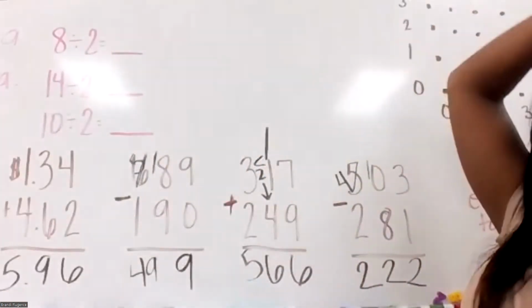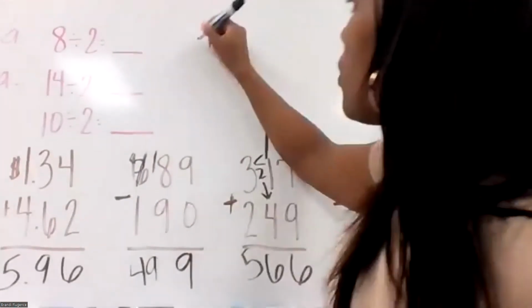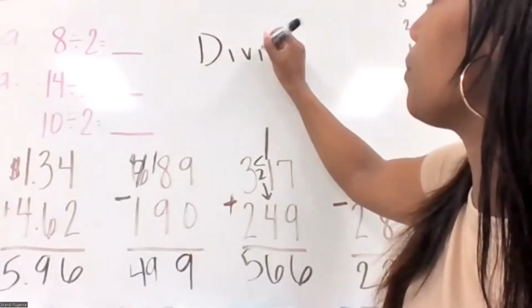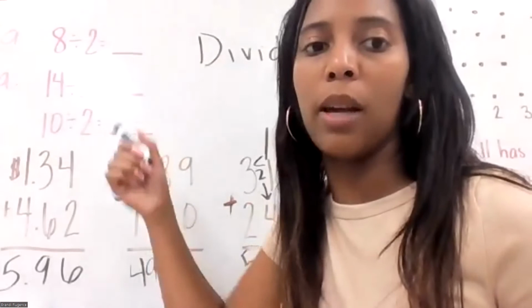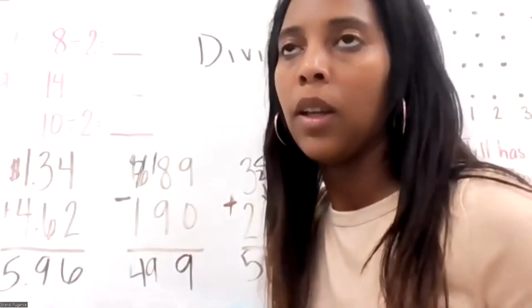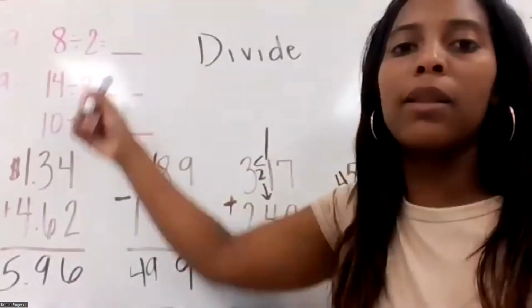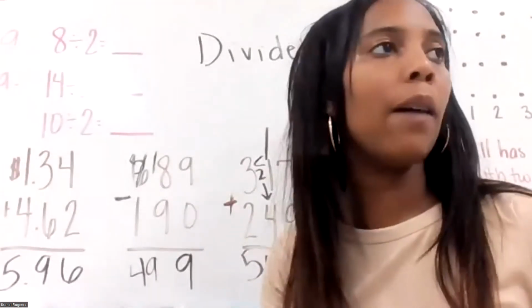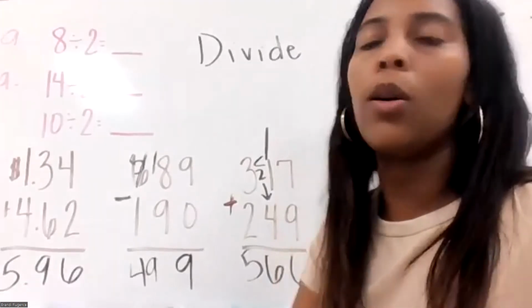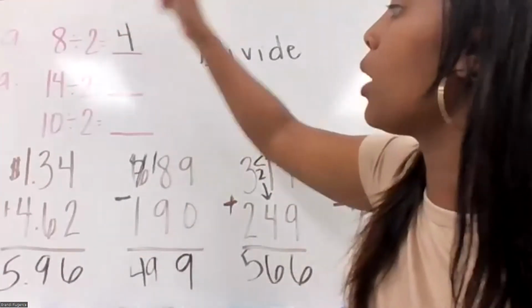All right, so remember last week we talked about division. Division means to divide. It's when we split something in a certain amount, and then we did dividing by 2, so that means we were splitting everything in half. Okay, so I have 8 divided by 2. If I have 8 and I split it into 2, what will I have on both sides? 4. So 8 divided by 2 is 4.